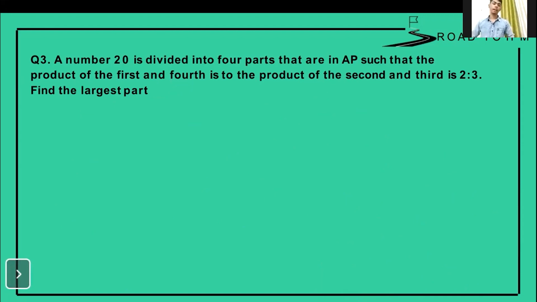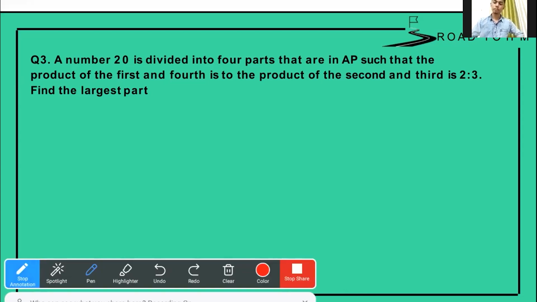Question number 3. Again, another concept. So when we are asked to give 3 terms of an AP, or 4 or 5 terms, we have some basic rules. If we want 3 terms of an AP, we can assign term 1 as A minus D, term 2 as A, and term 3 as A plus D. Similarly, if we want 4 terms, it's going to be A minus 3D, A minus D, A plus D, A plus 3D.